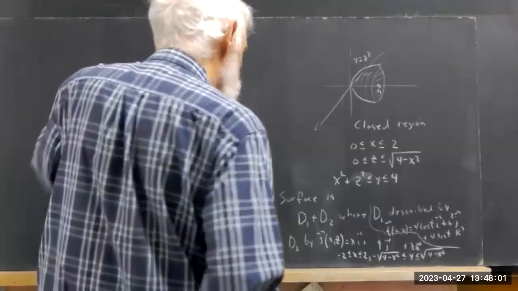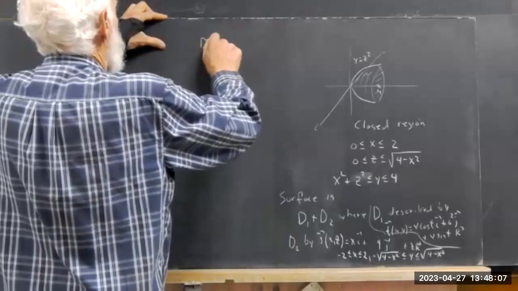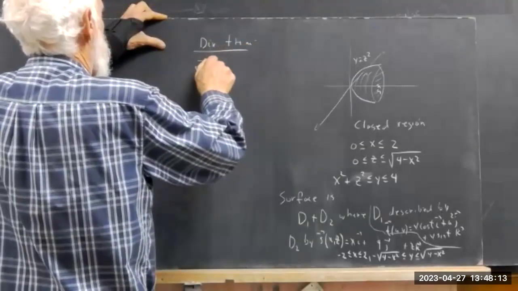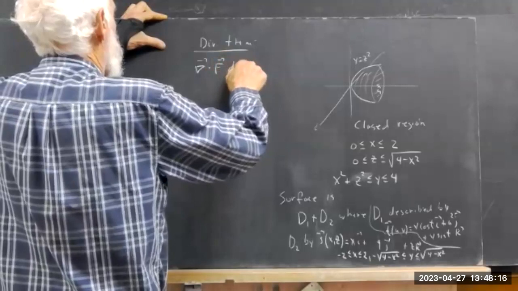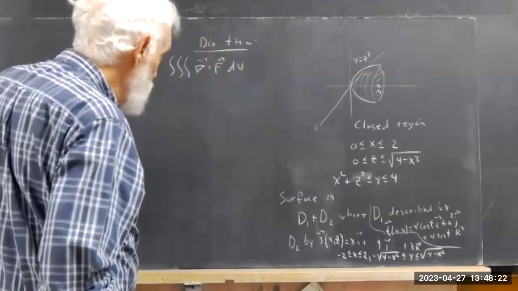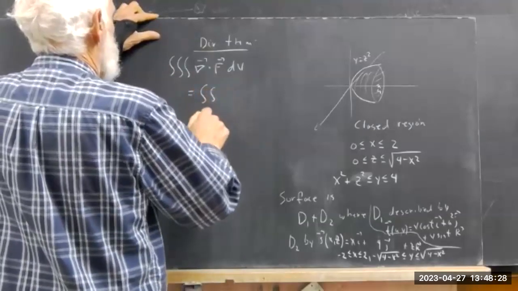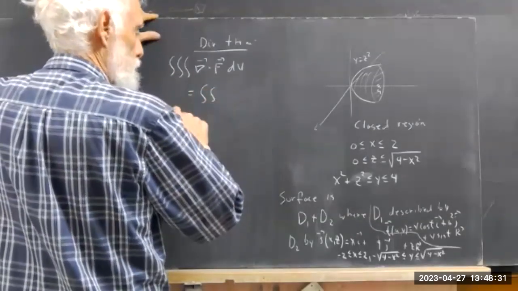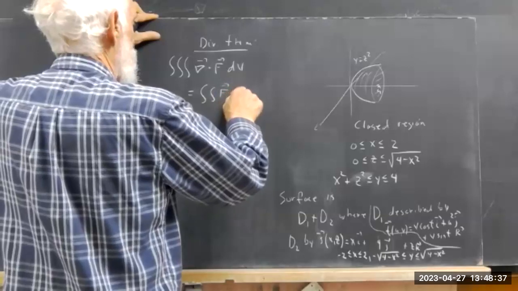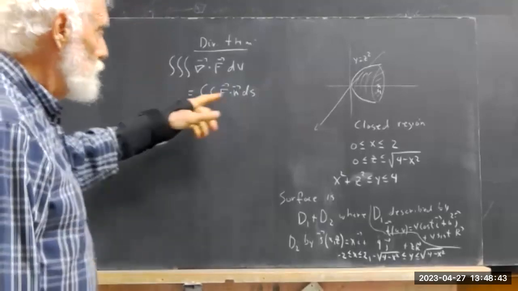Okay, so now the divergence theorem. The triple integral of del dot F dV equals the surface integral of F dot N dS. And why is it F dot N?